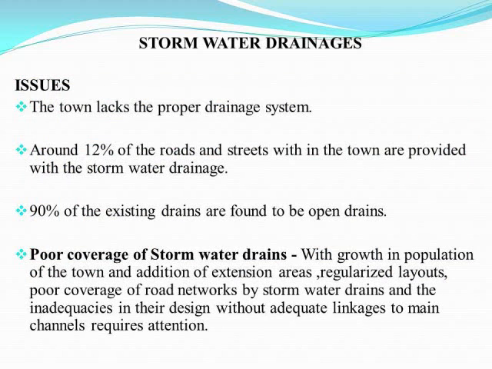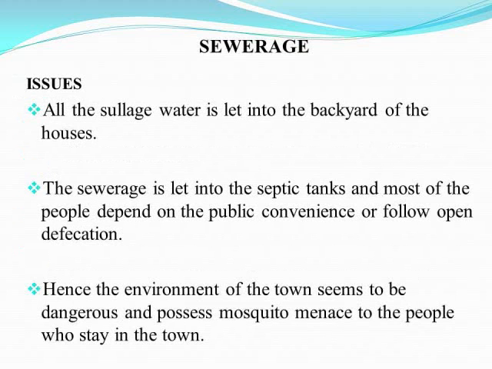Stormwater drainages. The issue here is that the town lacks a proper drainage system. Around 12% of the roads and streets within the town are provided with the stormwater drainage. 90% of the existing drains are found to be open drains. Sewerage. All the sewage water is let into the backyard of their houses. The sewage is let into the septic tanks, and most of the people depend on the public convenience or follow open defecation. Hence, the environment of the town seems to be dangerous and poses a mosquito menace to the people who stay in the town.